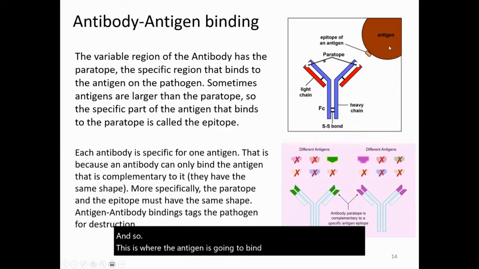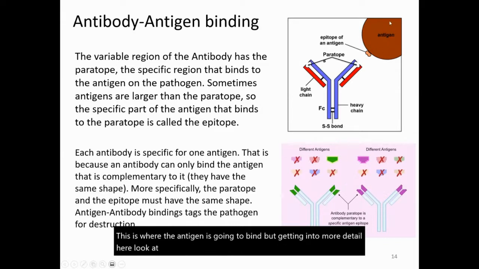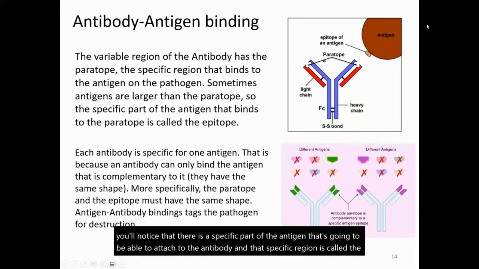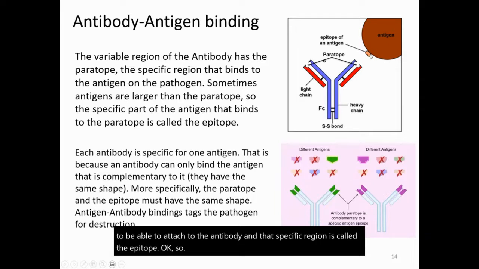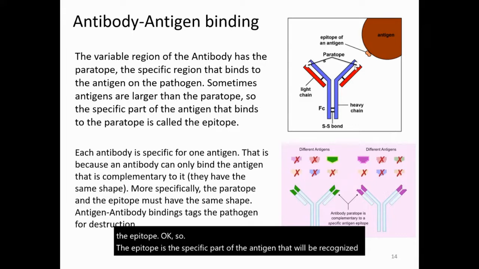But getting into more detail here, look at this picture. Do you see how large this antigen is? Right? That antigen is way too big for one little antibody to deal with. So you'll notice that there's a specific part of the antigen that's going to be able to attach to the antibody. And that specific region is called the epitope. Okay? So the epitope is the specific part of the antigen that will be recognized by the antibody.